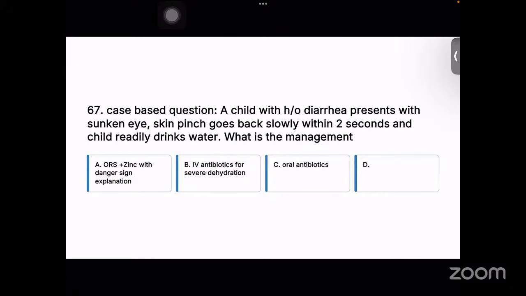So in this patient, we have pediatric dehydration. We classify it as moderate to severe. Restless, irritable, sunken eyes, slow skin pinch is moderate dehydration. Lethargic, unconscious, very sunken eyes with poor perfusion is severe dehydration. In this case, the patient has moderate dehydration, so we go for ORS plus zinc with danger sign explanation. I have told what the danger signs are.